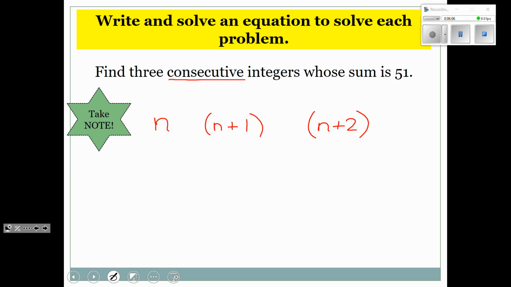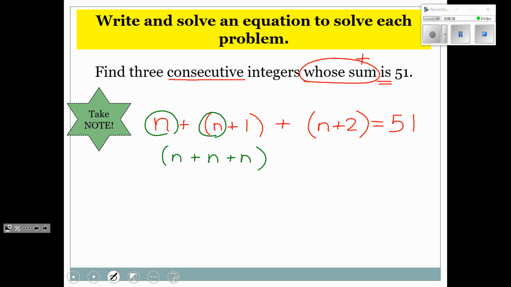Then it says whose sum. The word sum indicates to us that we're adding these three integers together, whose sum equals 51. Now with the commutative property, we can look up here and regroup like terms, because this is addition and we can do that with addition. We have an n plus an n plus an n. We're regrouping all the n's together. That's 1n plus 1n plus 1n. And then we can group together 1 plus 2.